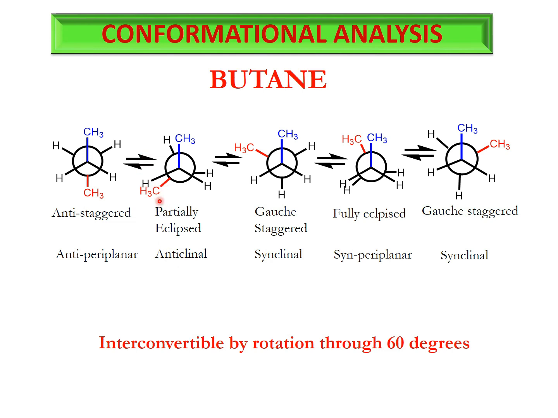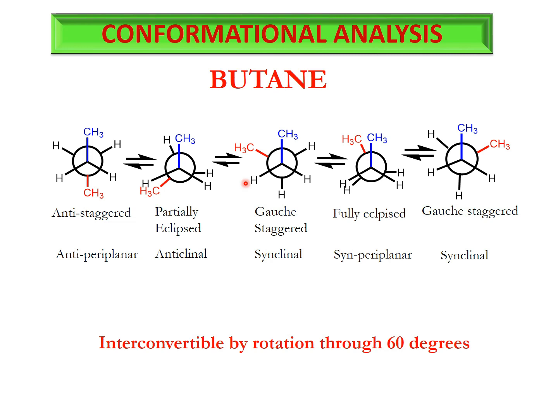Then we rotate it again through 60 degrees. So this CH3 will end up here, a hydrogen will end up here, and another hydrogen will end up here. So again, we have a staggered conformation, where all the groups are staggered with reference to each other. But this is different from the anti-staggered conformation.